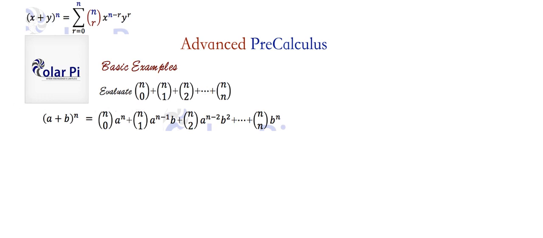If we let a and b equal 1, then this here would turn into n choose 0 plus n choose 1 plus n choose 2 plus ... n choose n, and therefore what we have to evaluate is 1 plus 1 all to the nth power. In other words, 2 to the n.